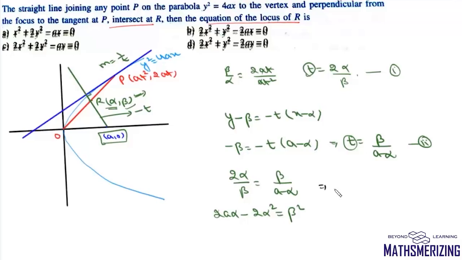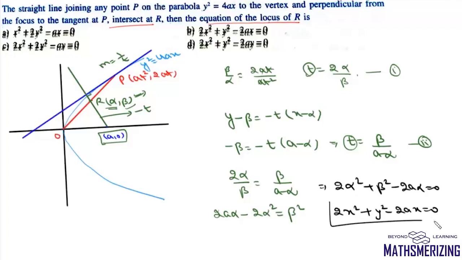So this equation is 2 alpha square plus beta square minus 2a alpha equals 0. Which is 2x square plus y square minus 2ax equals 0. So this is the required locus, which is option number B.